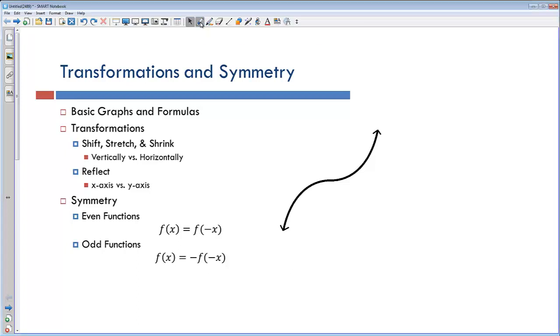It's time for fun with math, and today we're going to talk about transformations and symmetry. Mostly in this video, we're going to focus on transformations. So the idea of a transformation, it's actually pretty simple.